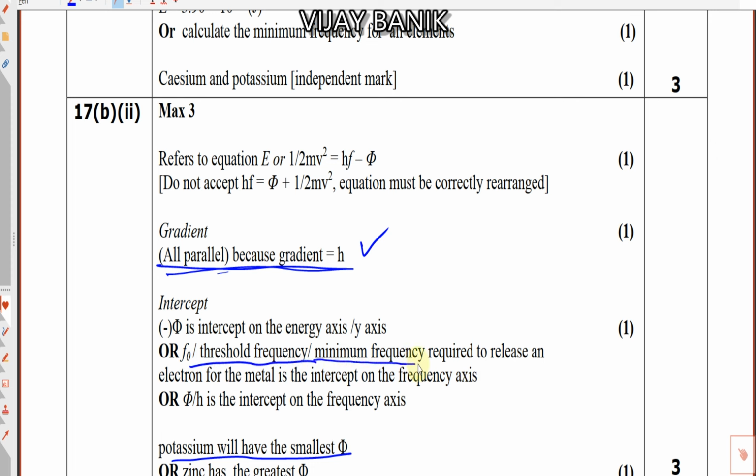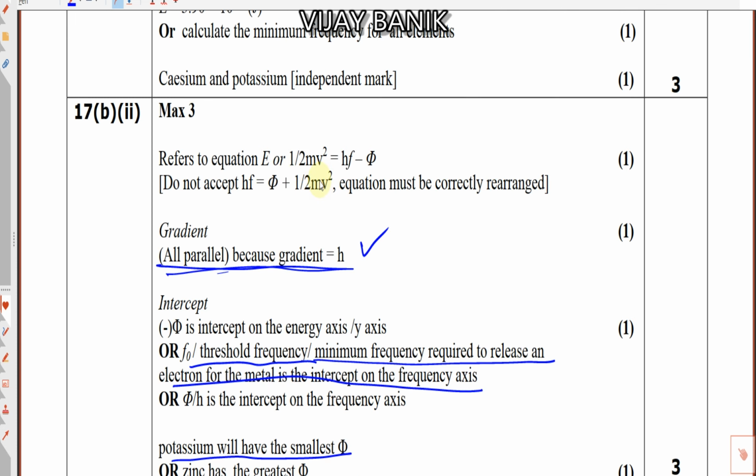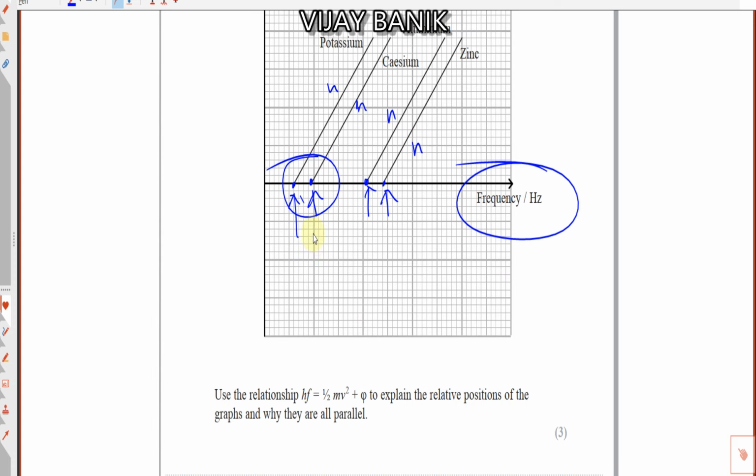The threshold frequency required to release an electron for the metal is the intercept on the frequency axis. They are talking about the x-axis. We know these are threshold frequencies, wherever the line cuts the x-axis, that is the frequency axis. Zinc has the highest work function, potassium has the lowest work function. We can see that, and the gradients are parallel to each other because the gradient is Planck's constant. So 3 marks right there we got. φ is the intercept on the frequency axis. So this is done.